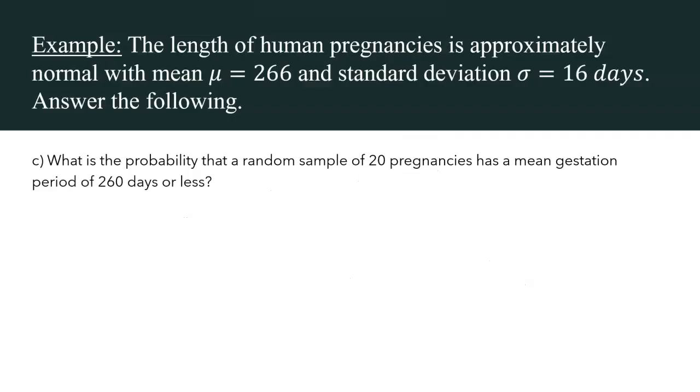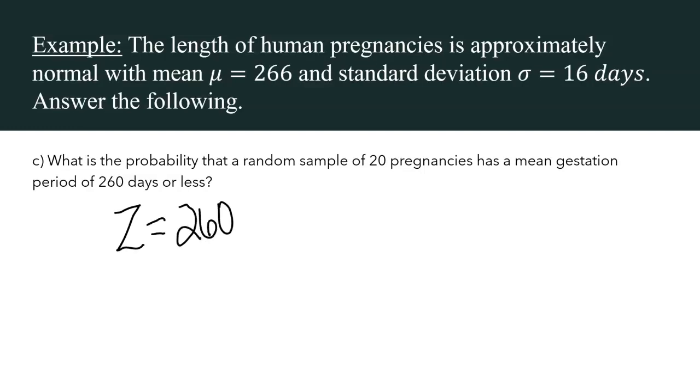All right, for this last part, we want to know what is the probability that a random sample of 20 pregnancies has a mean gestation period of 260 days or less. The difference between part C and part A is we have a sample size of n equal 20. That means we're going to be taking the sampling distribution of the sample mean. And since we already know it is distributed normally, we can standardize this 260 by finding the Z value. So 260 minus our mean, the mean of the sampling distribution for the sample mean, which is 266, divided by the standard deviation of the sampling distribution for the sample mean, which we said was 3.578.